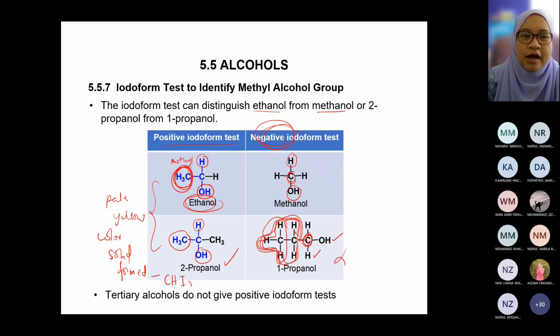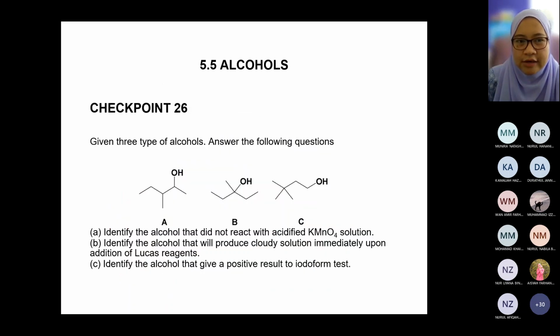Okay, so the iodoform test is specific, actually. Alright, checkpoint 26. Let's do it very quickly and solve this checkpoint together. Given 3 types of alcohol, answer the following question. Identify the alcohol that did not react with acidified KMnO4 solution.